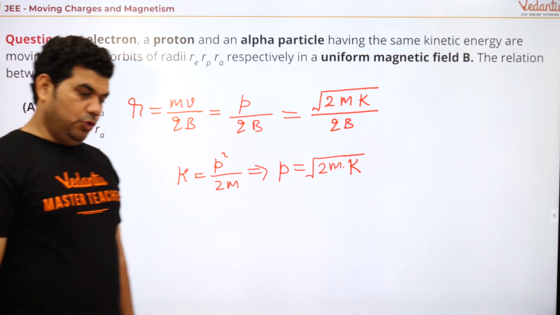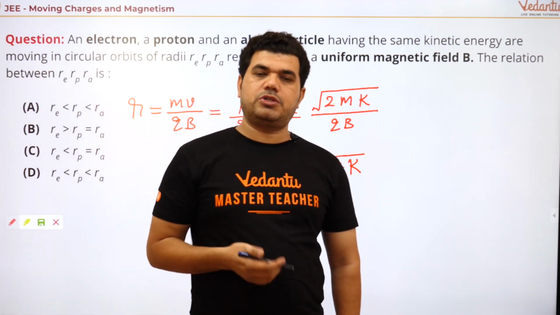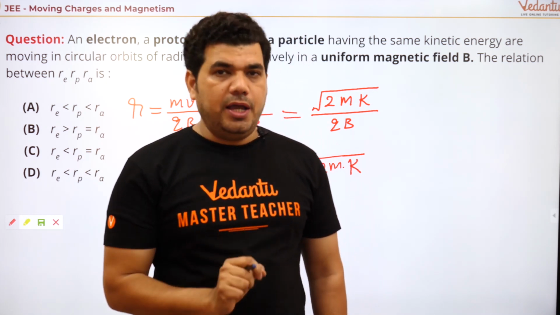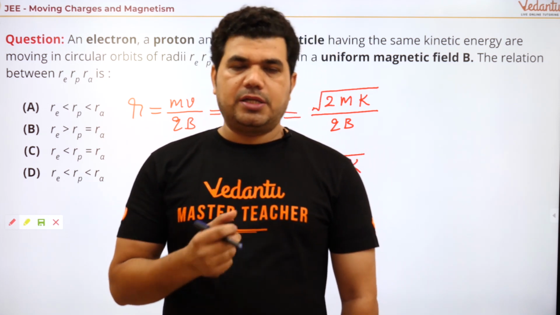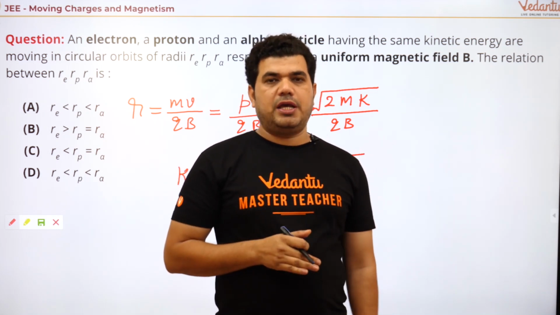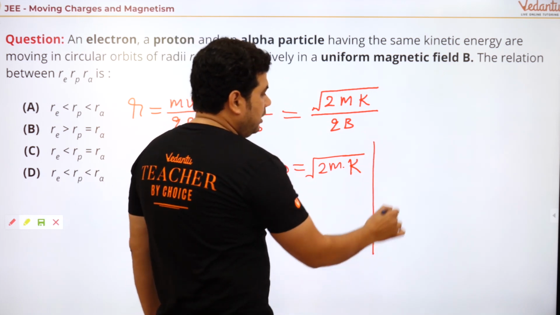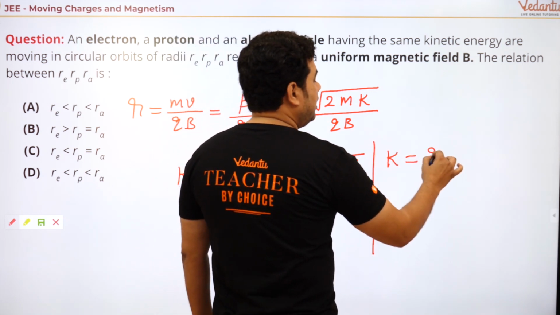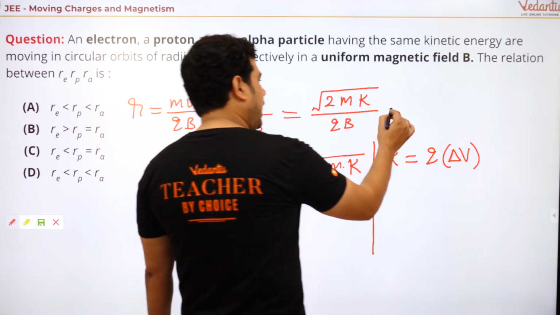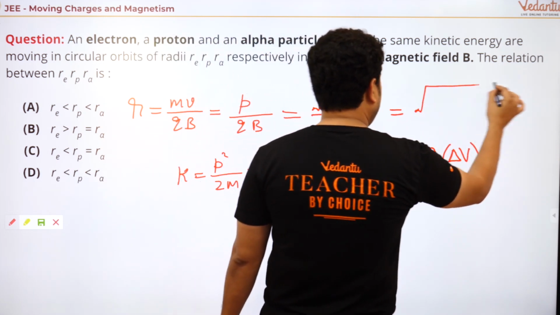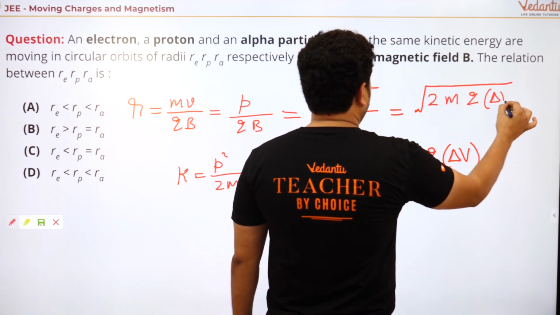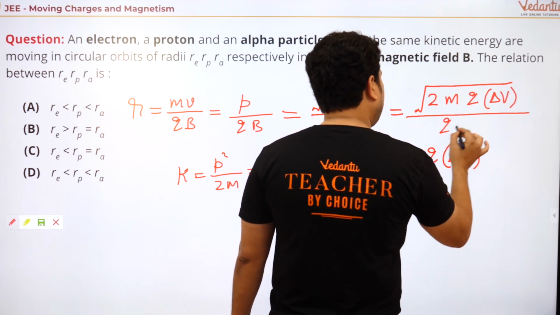Okay, one more thing, think what else could be. If the charged particle is energized by any potential difference delta V, that is, to give kinetic energy to any charged particle it is energized by potential difference delta V, so you can also say that kinetic energy K is qΔV. Delta V is the potential difference here. So another formula for the radius can be written as root of 2mqΔV, that is the potential difference, divided by qB.